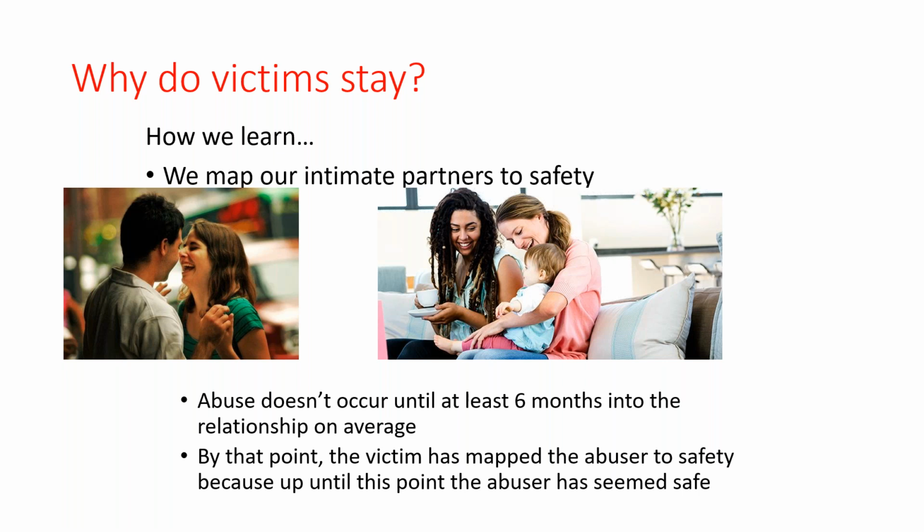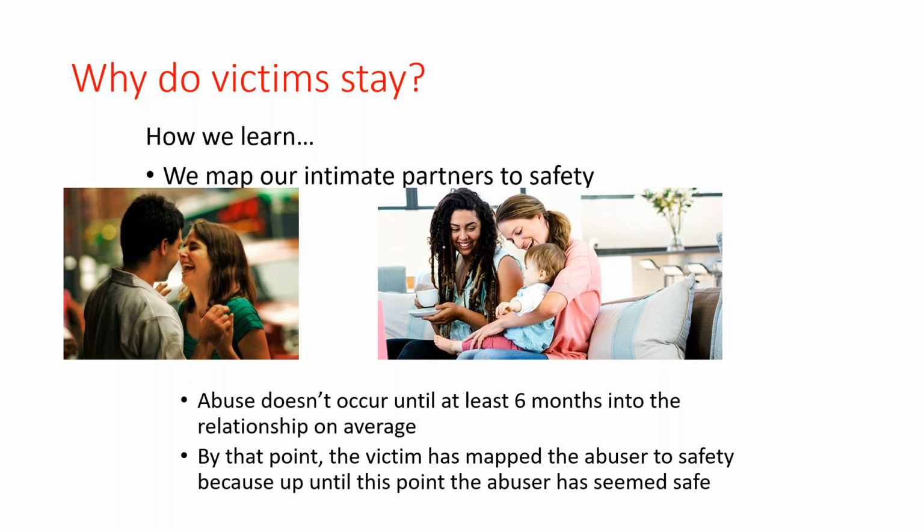That's why it's so different from stranger assaults. Strangers, we have not mapped at all. We don't have any preconceptions about how that person's going to treat us. It is very easy if a stranger assaults us to say that person is bad. But with an intimate partner, we've already mapped that person to safety because the abuse doesn't start until we get 6 months into the relationship. What Chris Wilson talks about is that we map that person to be a dolphin. They do nice things for us. They say nice things to us. They're kind in general to us. And then they do something bad that makes them look like a shark.